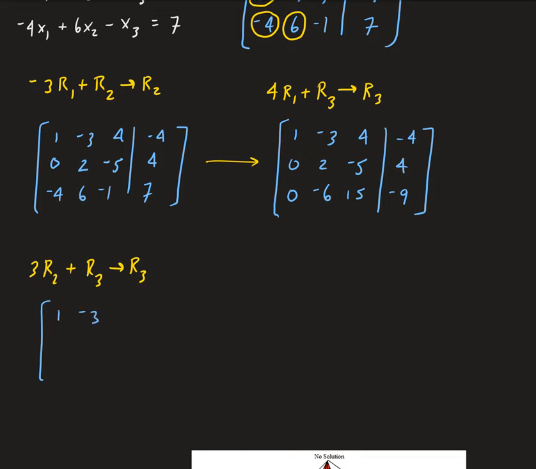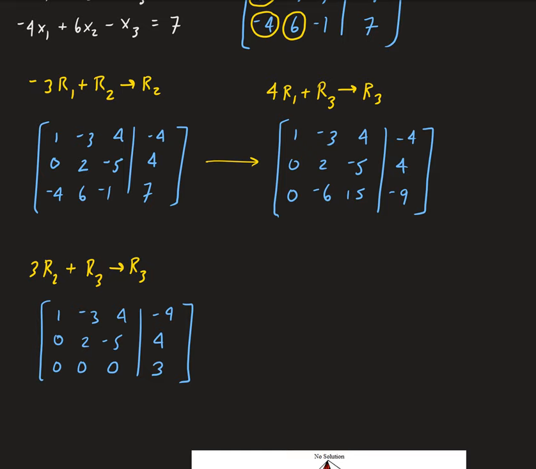So we have 1, negative 3, 4, minus 4, and 0, 2, negative 5, 4. For the third row, we're going to get 0, 0 here, and then 3 times negative 5 is minus 15. Minus 15 plus 15 gives us 0, and we have 12, since 3 times 4 is 12, and then 12 minus 9 gives us 3.